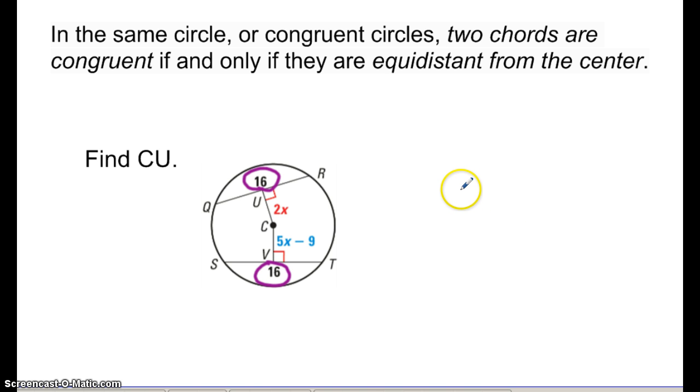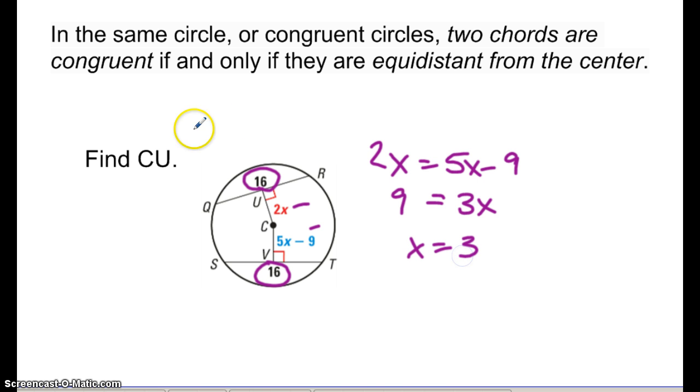So what we have to do is just set up an equation. Their distances are equal, so 2x is equal to 5x minus 9. So we should get 3x equals 9, which means x equals 3. But we were asked to find CU, which is that distance from the center to the chord, and that's just substitution. So 2 times 3 is 6, so their distance away from the center is 6.